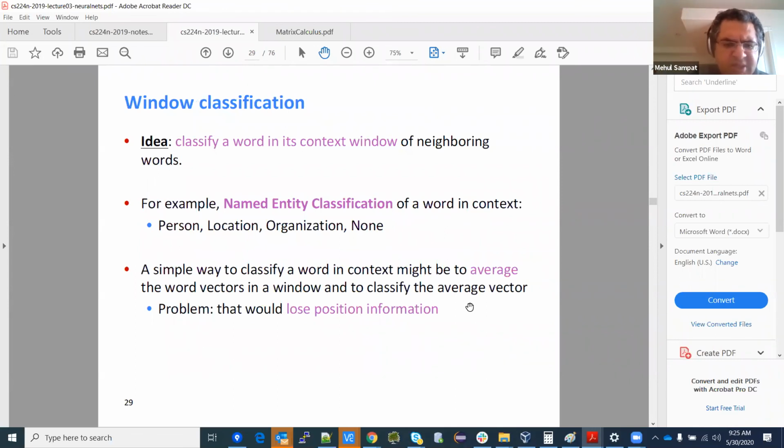Yeah, so here the main intuition is you're looking at the neighboring words. The idea is that the simplest way to do it would be to average the word vectors in a window, and then classify that average vector, but then you would lose where you were in the text.